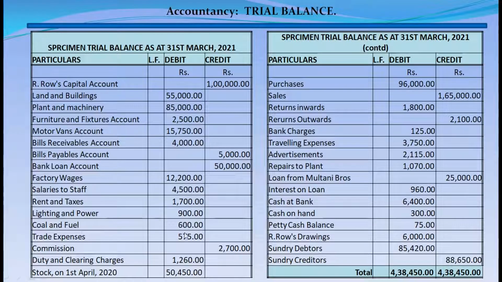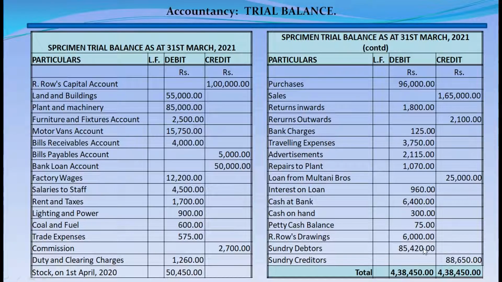The debits are all expenses here, and then commission earned is 2,700. Again some more expenses are here. Purchases debit balance is 96,000. Sales credit balance, it is our income, so 1,65,000. Returns inwards 1,800. Returns outwards 2,100. Bank charges and some more expenses are there on the debit side. Loan from Multani Brothers 25,000, and again some further expenses.